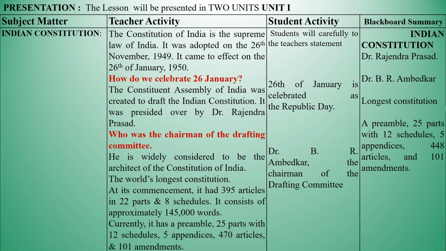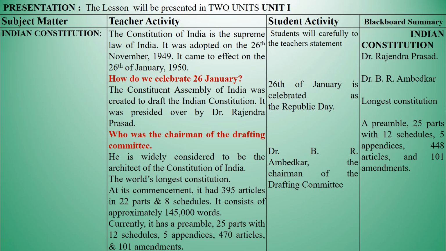Indian Constitution is the world's largest constitution. At its commencement, it had 395 articles, 22 parts, and 8 schedules. It consists of approximately 1,45,000 words. Currently, it has a preamble, 25 parts with 12 schedules, 5 appendices, 470 articles, and 101 amendments. The students will listen to the teacher patiently.